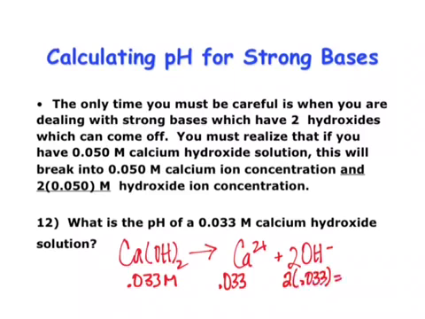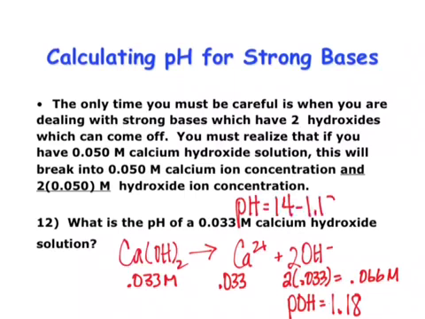So 0.066 is our concentration. So now what can we do? Find pOH, which is the negative log of that, which is 1.18 again? Yes. 1.18. And now we have to find pH. 14 minus 1.18 is equal to, can somebody grab that for me? 12.82. And we're done.